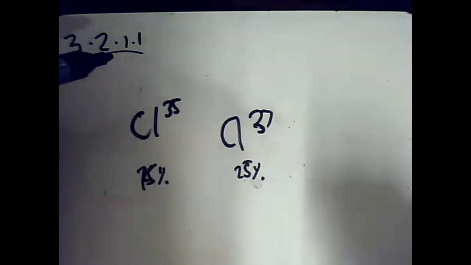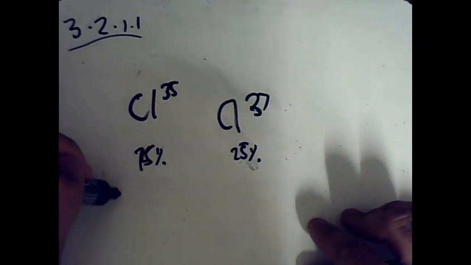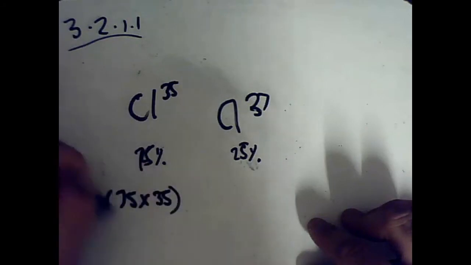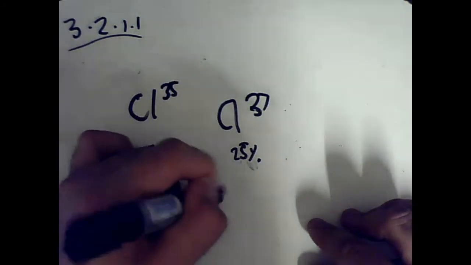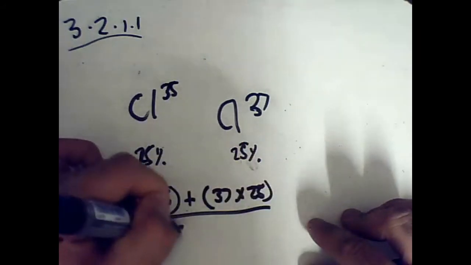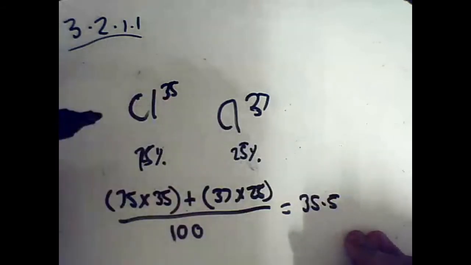If we want to calculate the relative atomic mass, what we do is we say 75 times 35, all in brackets, plus 37 times 25, all in brackets, divide that by 100, and that will give us 35.5, which is what you see on the periodic table.